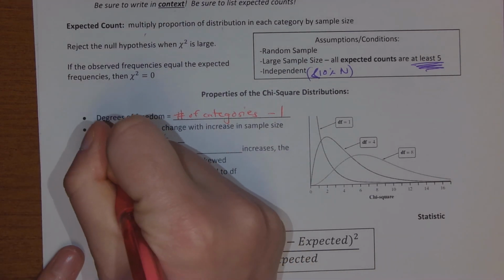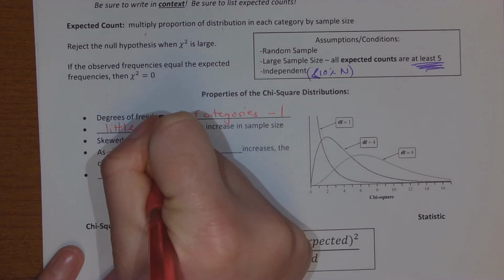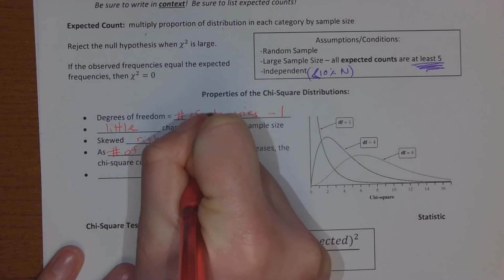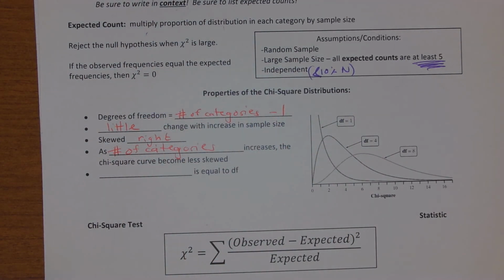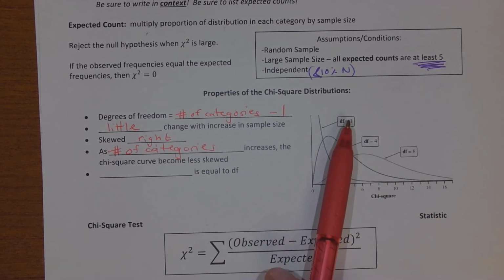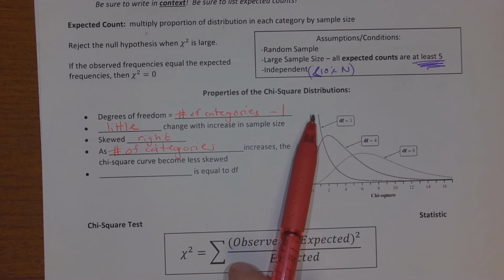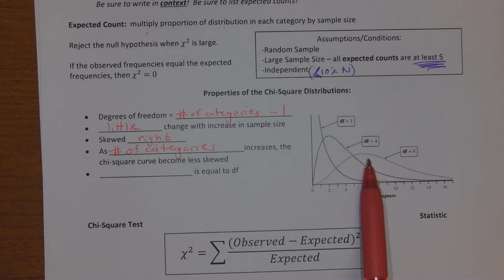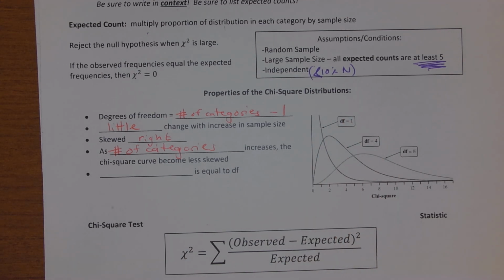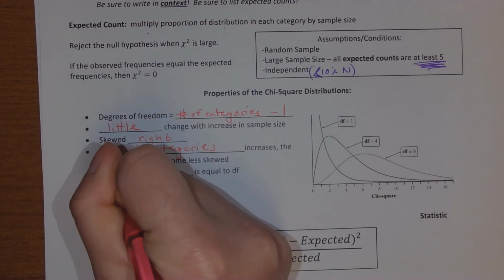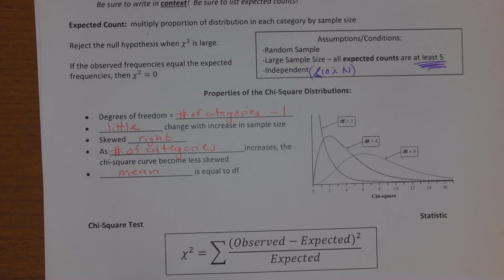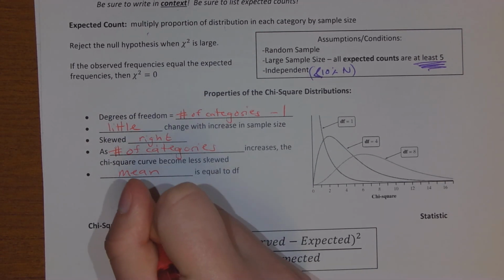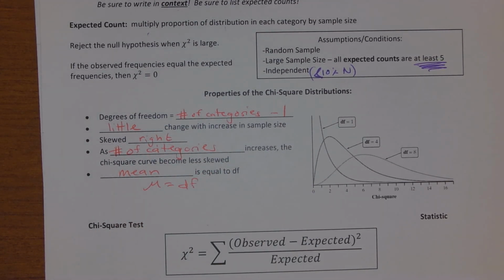But that said, as the number of categories increases, the chi-squared curve becomes less and less skewed. You can see here, degrees of freedom 1 is almost an exponential curve, then 4, and then 8, and as we do this, it's becoming less and less skewed to the right. The mean of this distribution is equal to the degrees of freedom. So mu is equal to the degrees of freedom here.